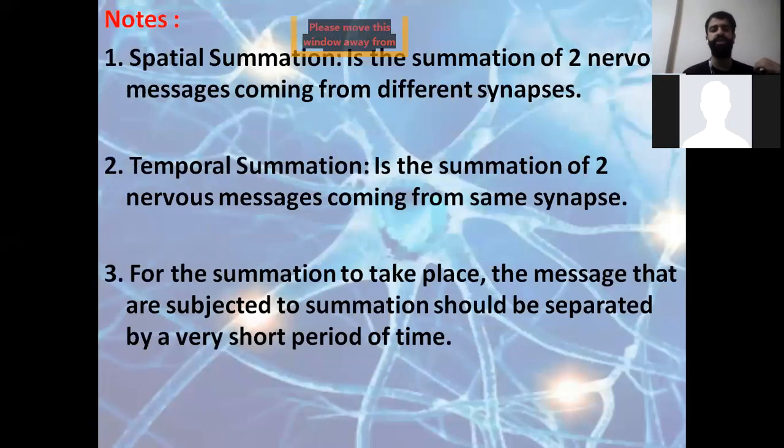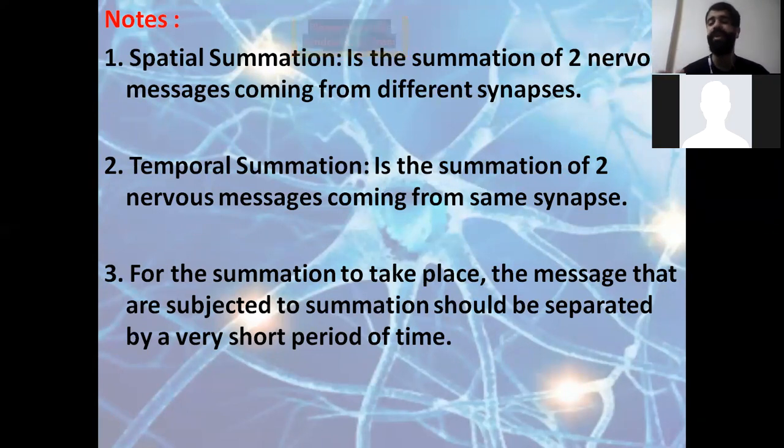Let's start the definition of both temporal summation and spatial summation. Temporal is the summation of two nervous messages. So two messages come from the same synapse and we add them together. This is called the temporal summation. However, the spatial one is the summation of two nervous messages that come from two different synapses. So we have two synapses, they send the same message. Whenever we add this, it came from two different synapses, we call it a spatial summation.